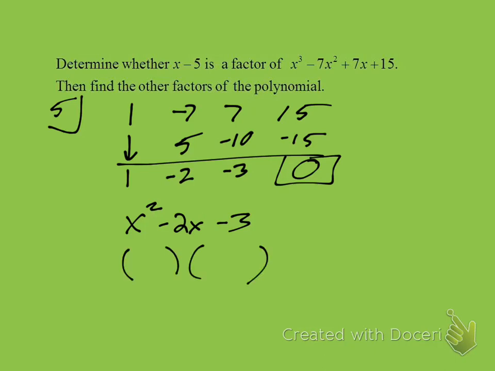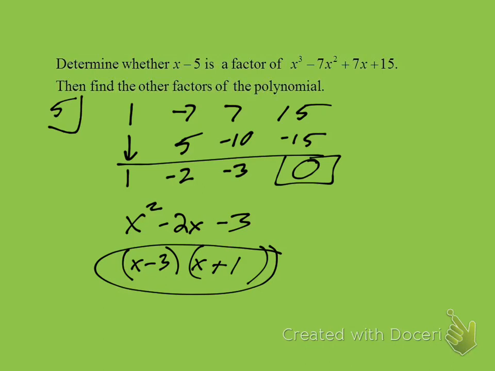So what does it factor to? X minus 3, X plus 1. There are your other two factors to x cubed minus 7x squared plus 7x plus 15.